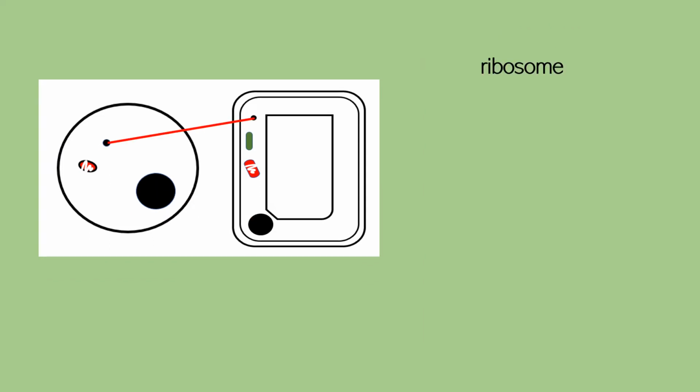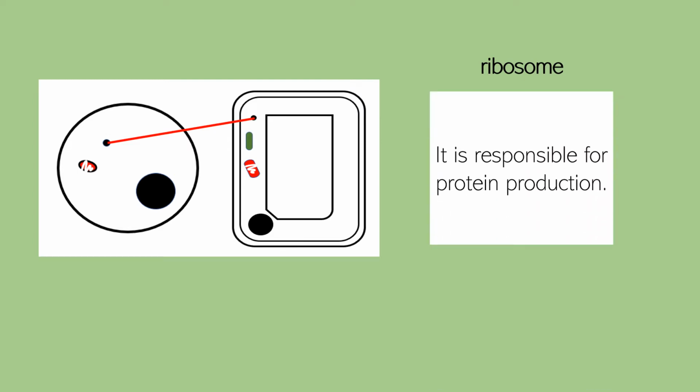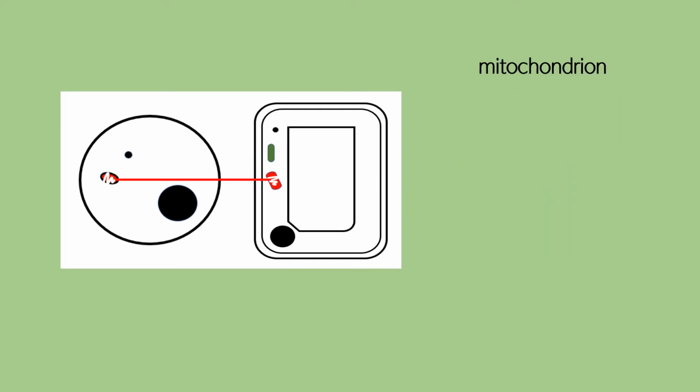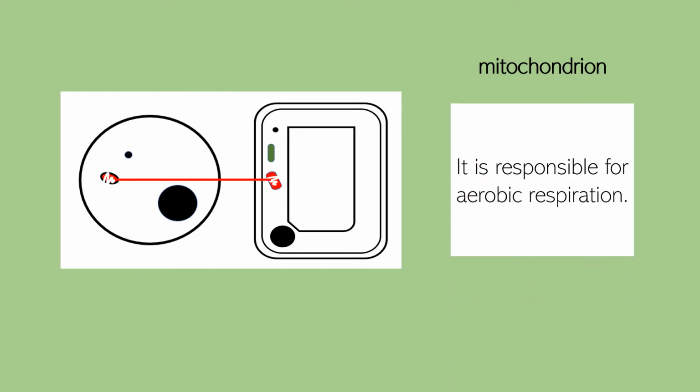Now we will go to the functions of the organelles, and the first one is the ribosome. It is responsible for protein production or protein synthesis. The next organelle that we include in this topic is the mitochondrion. It is responsible for aerobic respiration.